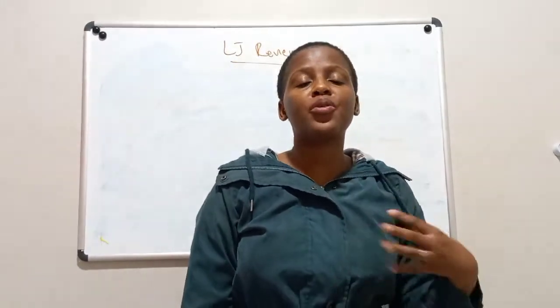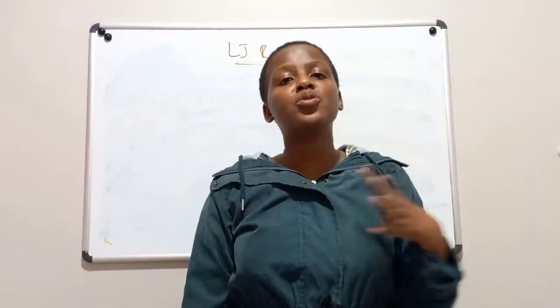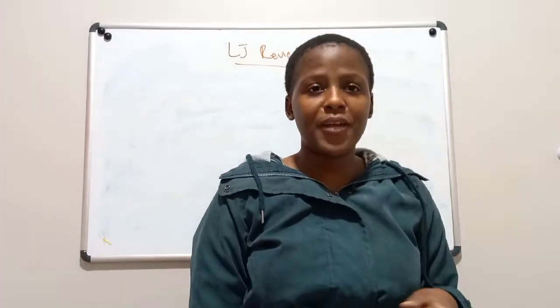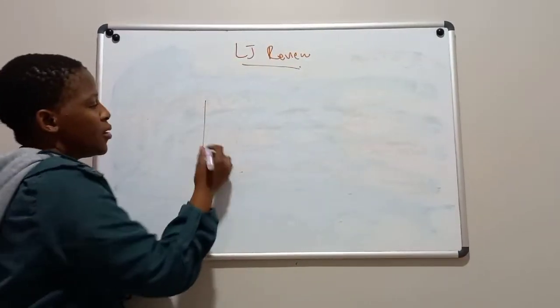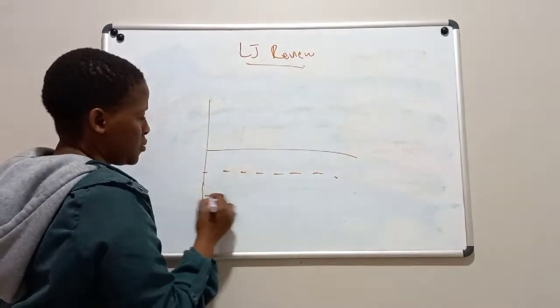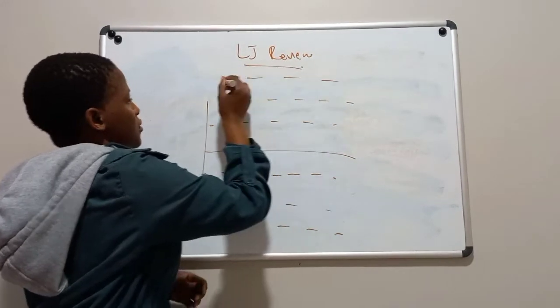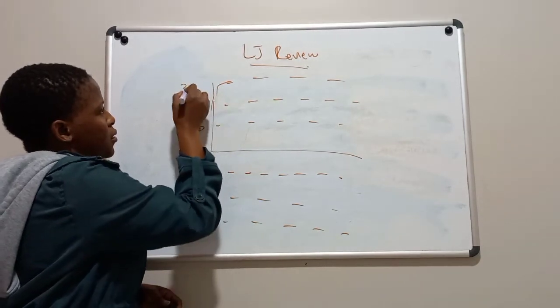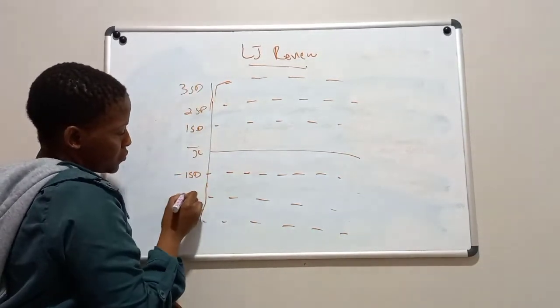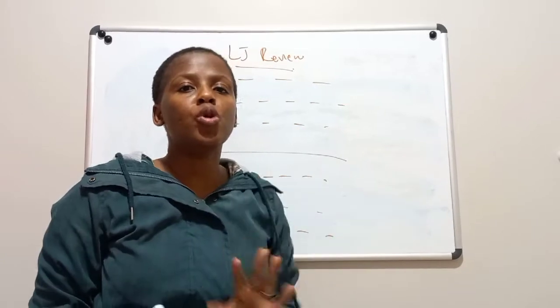I know that with the previous video, when I opened it up, I spoke that we're gonna do an LJ review, but after doing the Westgard rules, I saw that the video was going to be too long, so I decided to do them separately. So now basically we are going to do the LJ review. This is how our LJ graph is going to look like.